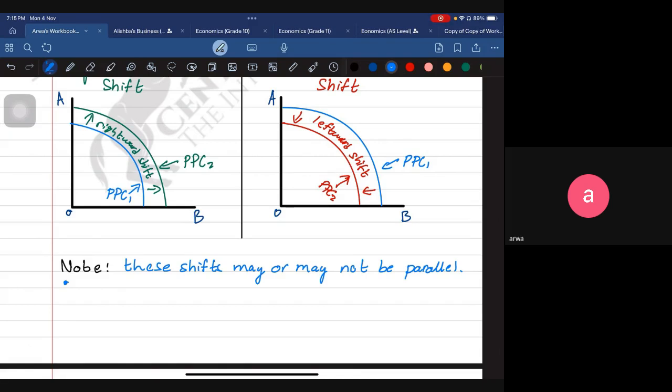So when would a shift be considered parallel? Can you tell me that? Maybe wait, I don't really know how to say it. Haven't studied this? No, sir.